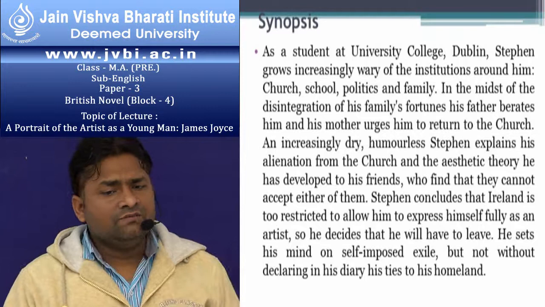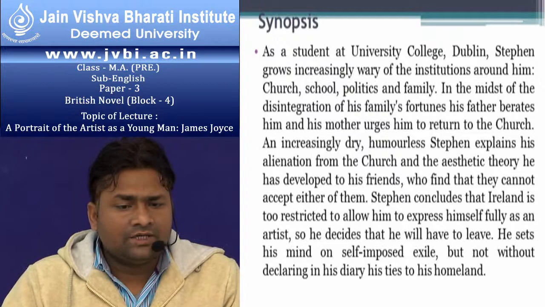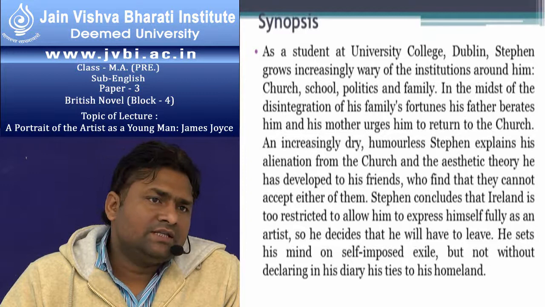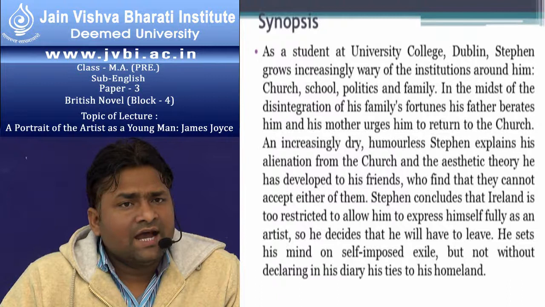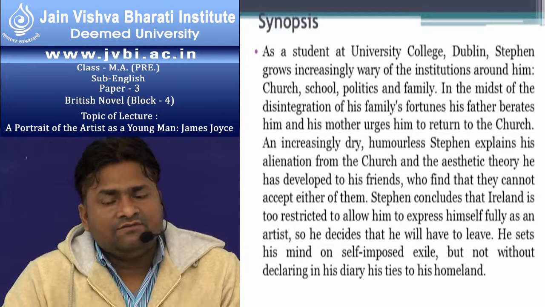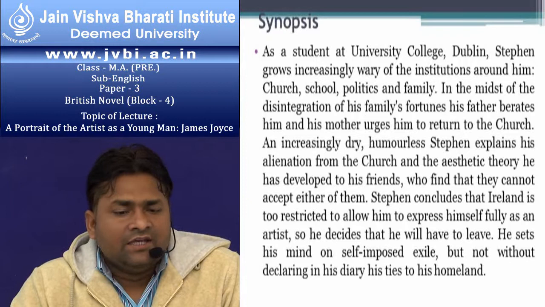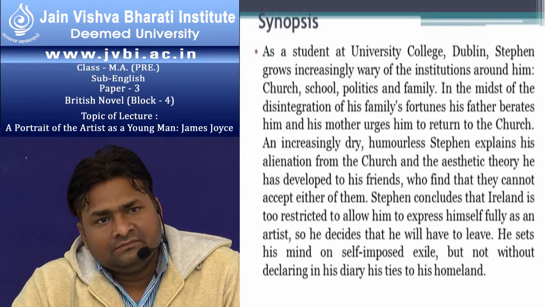As a student at University College Dublin, Stephen grows increasingly wary of the institutions around him: church, school, politics, and family. In the midst of the disintegration of his family's fortunes, his father berates him and his mother urges him to return to the church. His mother asks him to come to the church, and increasingly dry and humorless, Stephen explains his alienation from the church and the aesthetic theory he has developed to his friends, who find that they cannot accept either of them. Stephen concludes that Ireland is too restricted to allow him to express himself fully as an artist.